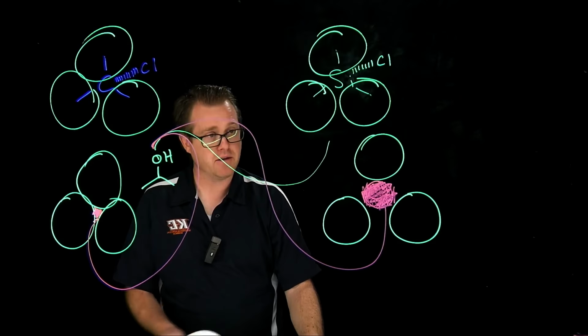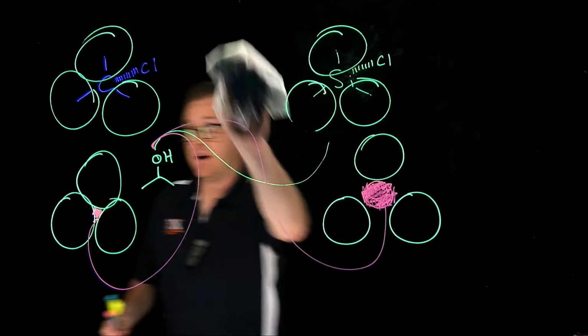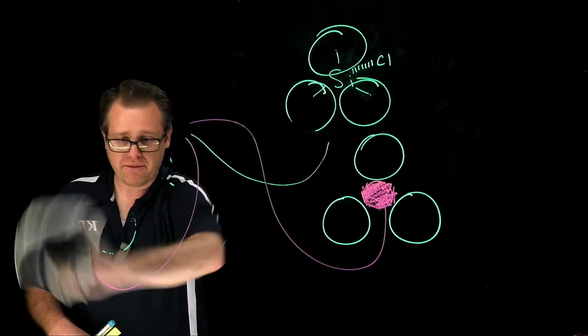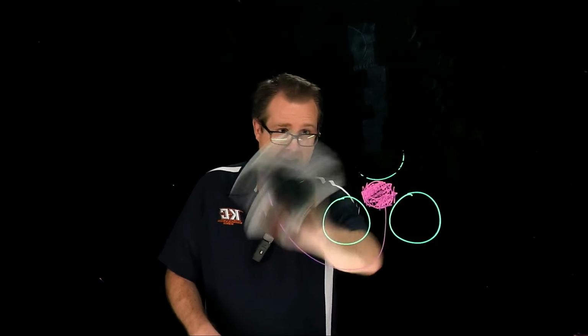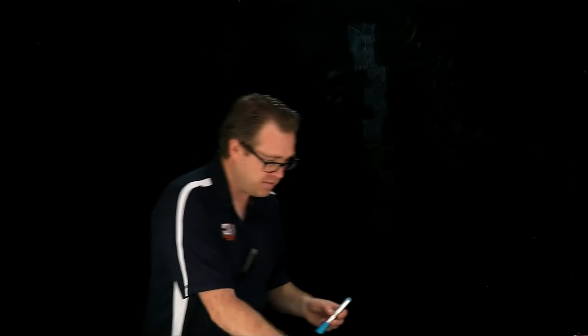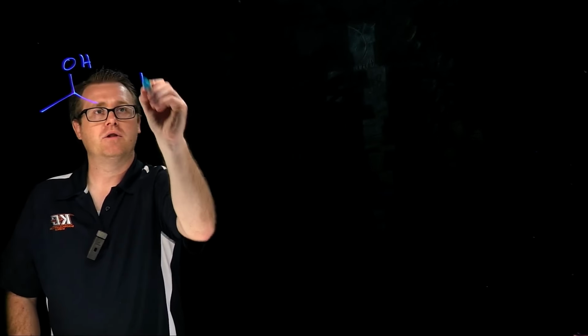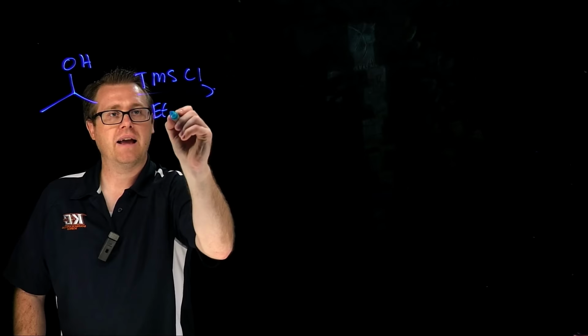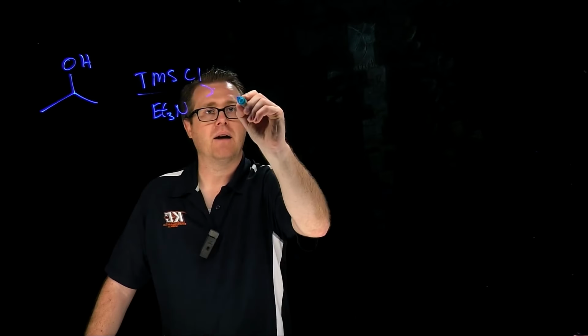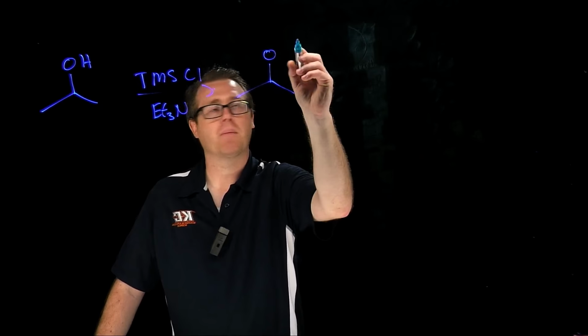So the last little thing that we need to talk about now is after you've put your protecting group on and you've done your reaction of interest, and now you want to take off the protecting group. How do you do that? So let's just take a look at an alcohol. We'll do our TMS chloride with triethylamine. That would give us this.